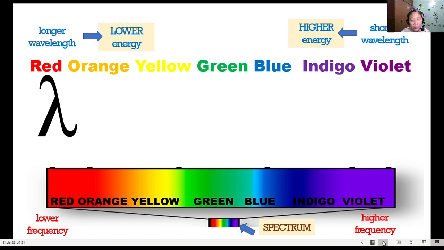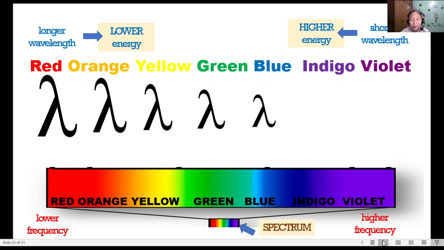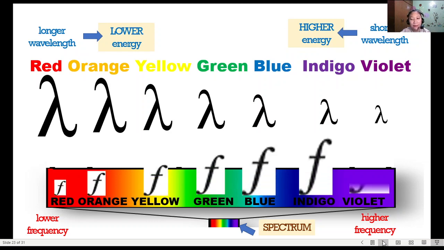Okay, let's look at the images for the wavelength. From left to right, red has the longest wavelength, while violet has the shortest. So the symbols go like this. There, you can see it. It gets smaller and smaller. But the opposite for energy or frequency, which goes higher and higher. There.